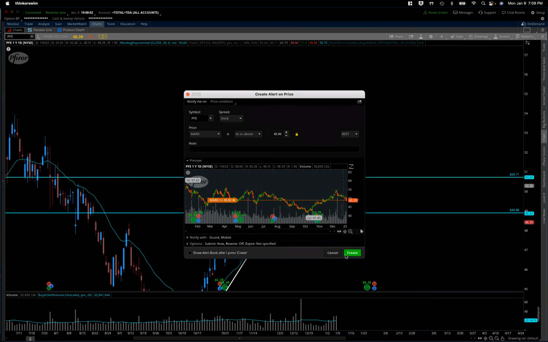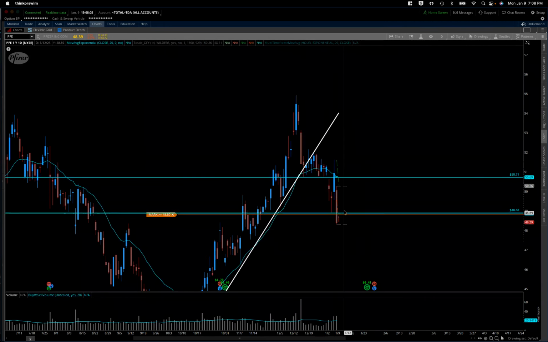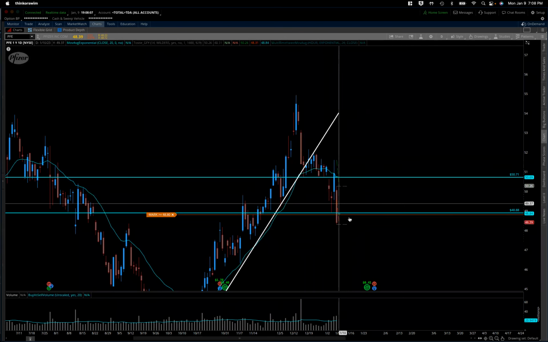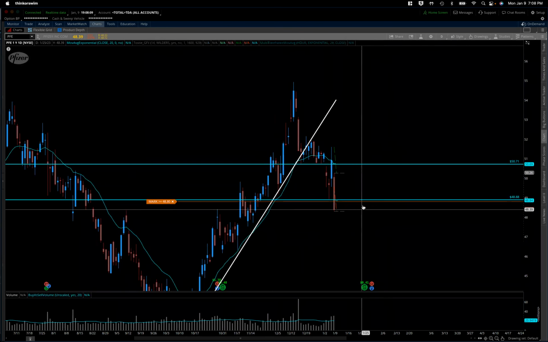And what I'm doing when I'm setting alerts is if the price makes it to this area, it alerts me on my phone and on my computer if I'm on the computer, and lets me know that the stock is trading at the area of interest that I marked out earlier.